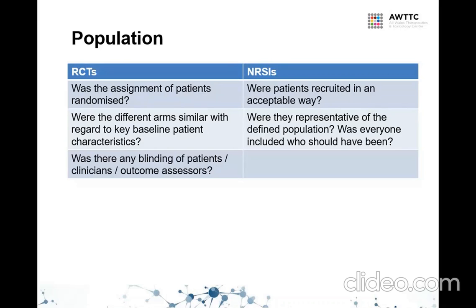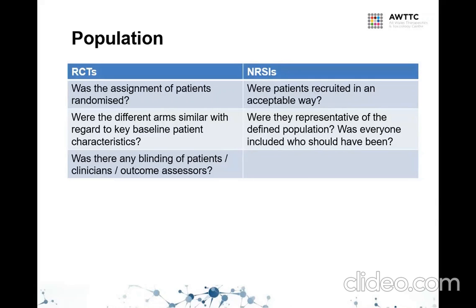Basically, for RCTs, what we're looking at is, were patients randomly assigned, and could investigators work out which group a patient would fall in before deciding whether to include them in the trial or not? So things like if it's done based on year of birth or clinic date or the last digit of an NHS number.